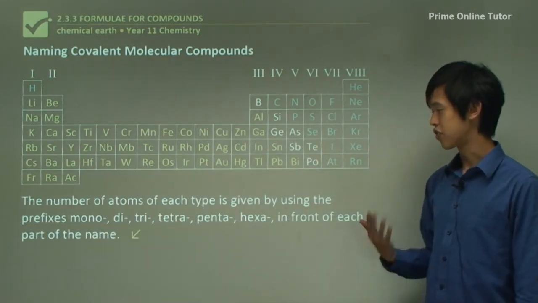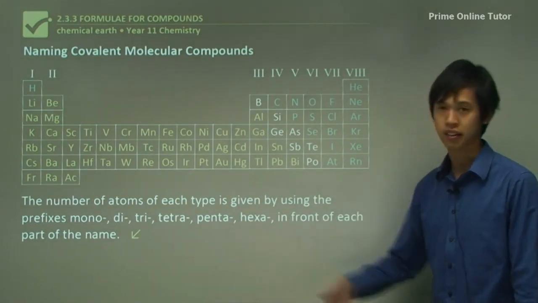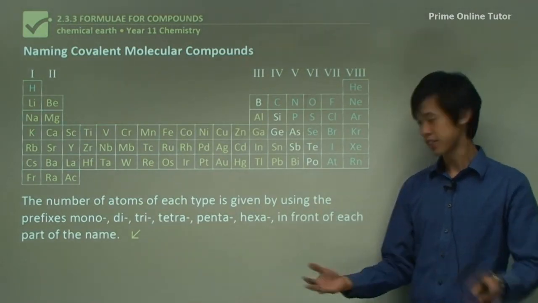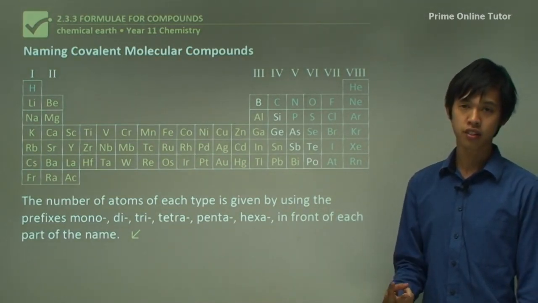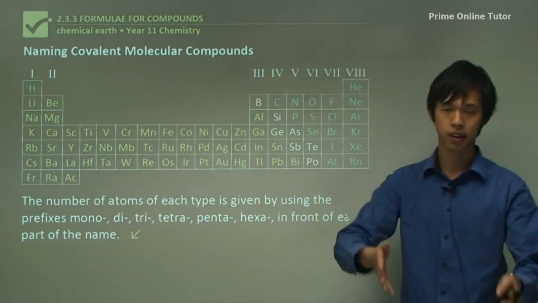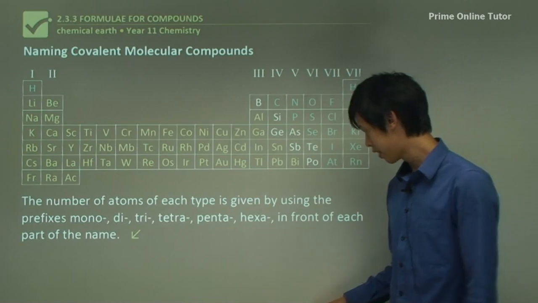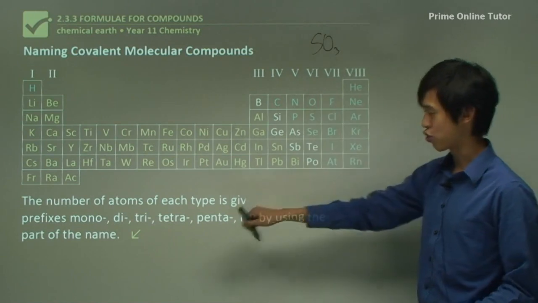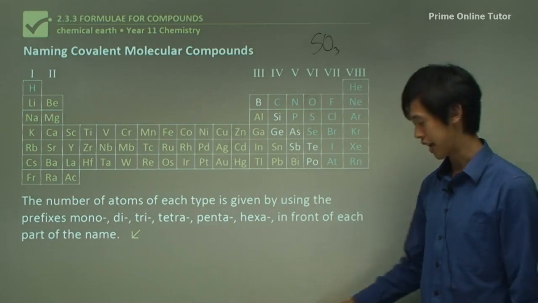Now the number of atoms of each type is given by using the prefixes mono, di, tri, tetra, penta, hexa, hepta, octa, and all the rest, in front of each part of the name. So carbon dioxide: there were 2 oxygens for every 1 carbon, so we use di as the prefix. Now if it was, for instance, SO3, we would use sulfur. 3 is tri, so sulfur trioxide. That's just how we name different chemicals.